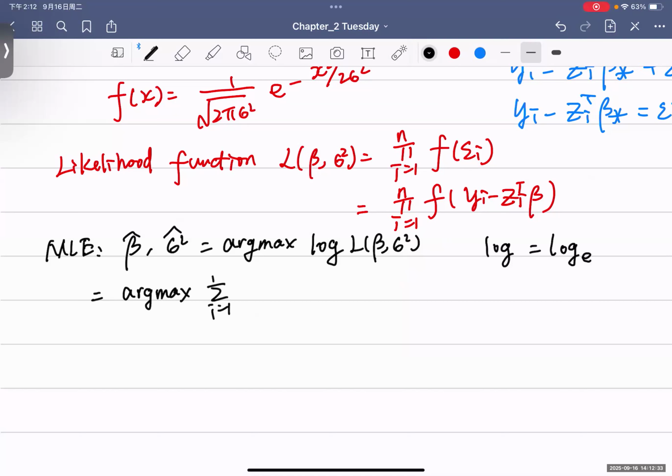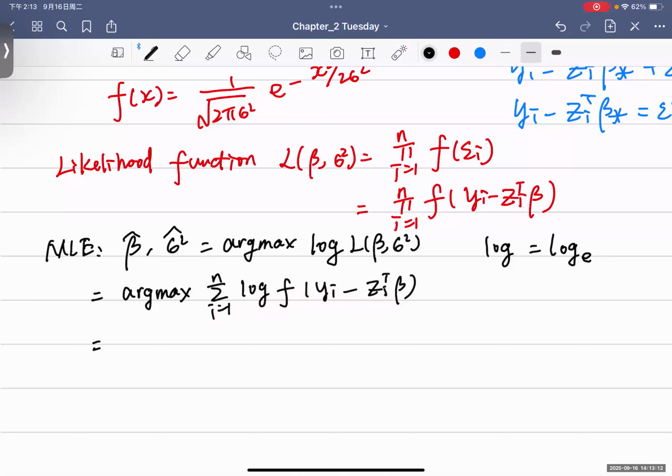summation i from 1 to n of the logarithm of f(yi minus zi transpose beta). Okay, so it's not necessary to calculate this by yourself. I just want to show the procedures. Okay, so we should understand. So this is another type, a very straightforward approach to presenting another type of estimator. So it's a very, very standard approach.